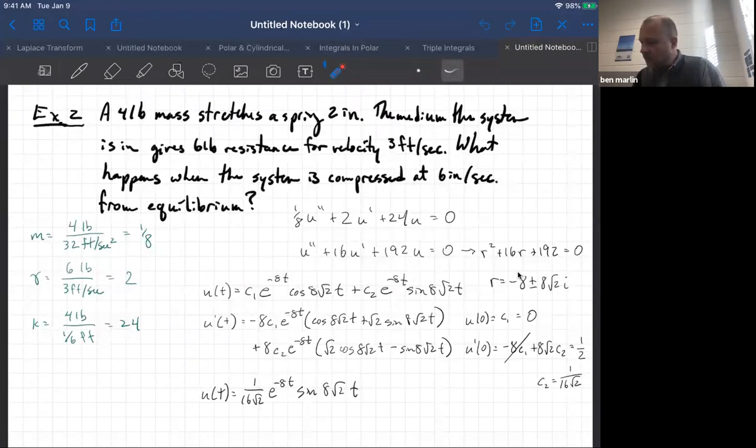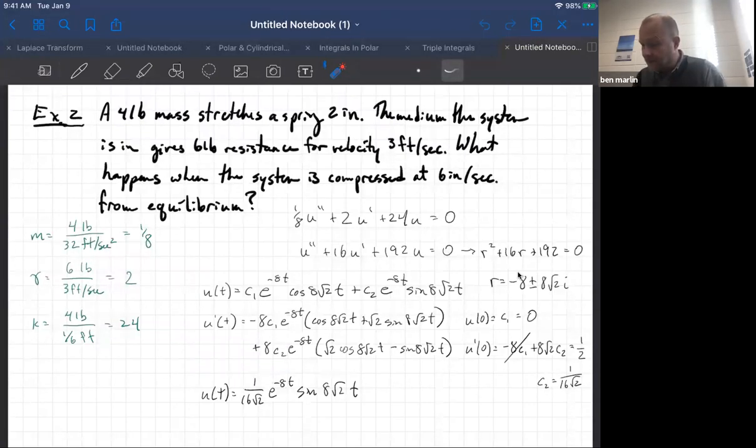So we've got our equation sitting here, and I prettied it up a little bit by just multiplying everything by 8. And so when we try to figure out the initial equation, we end up with r squared plus 16r plus 192, which you can solve using the quadratic formula or completing the square. And you end up with a minus 8 for a real part, and then plus or minus 8 root 2 i for the imaginary part, okay?